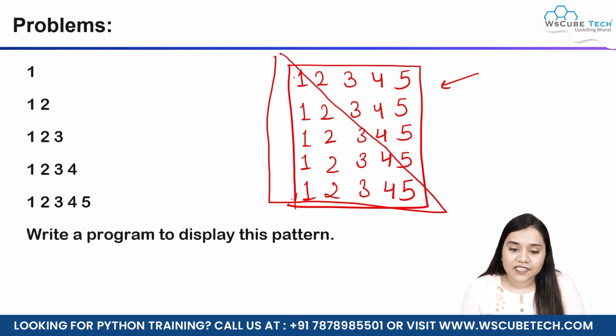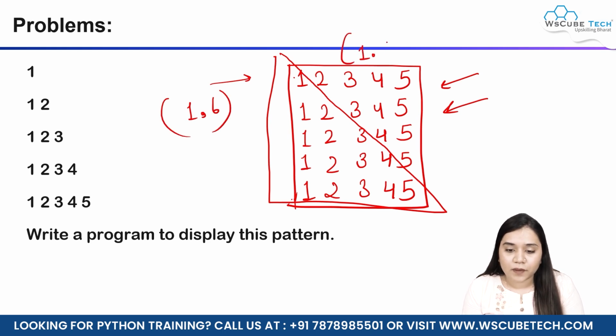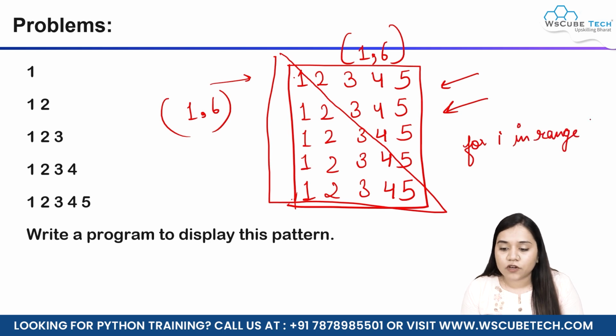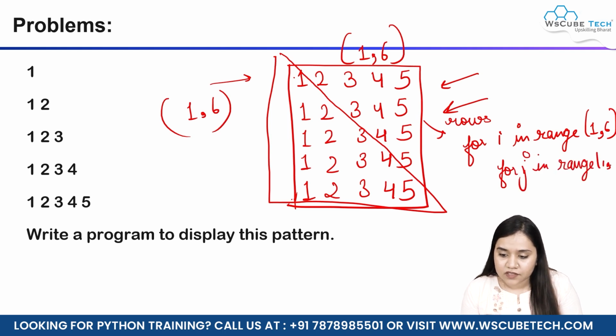So first of all, let's get this pattern over here. To get this pattern, we know we need 5 rows. That means one for loop for range 1, 6 and another for loop for range 1, 6. That will be our columns. Okay. So we will be talking about the first for loop. The first for loop would be for i in range, and this will be counting our rows over here. So this one is for the rows. And inside this, we will be creating another for loop: for j in range 1, 6.